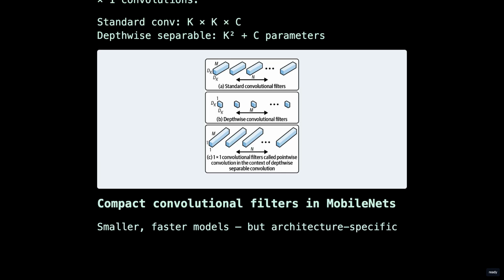These methods can make models much smaller and faster, but they are not universal tricks. They depend on the model family and on careful architectural design, so they work best when you already know the structure you want to compress.